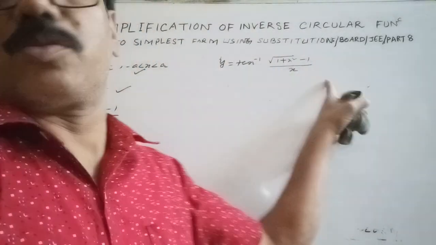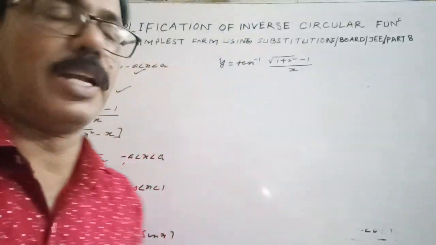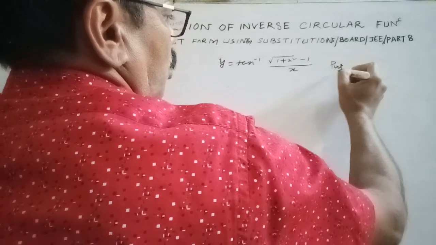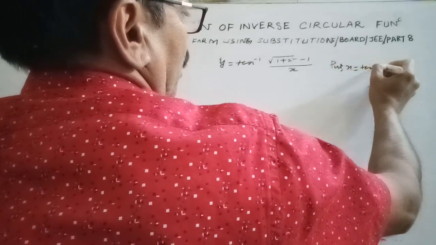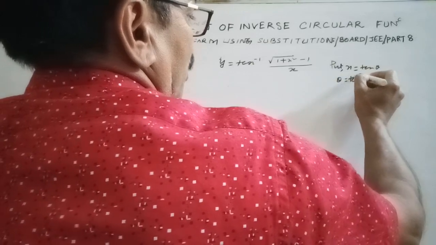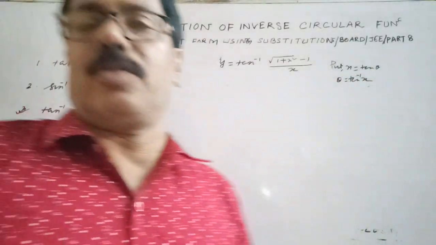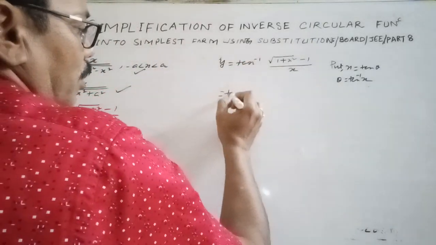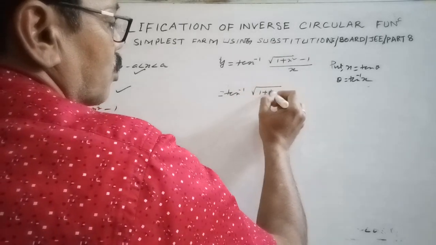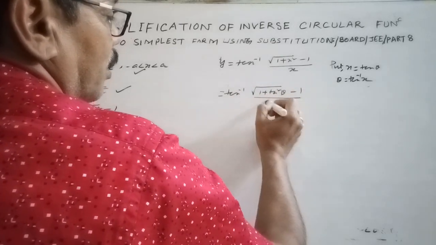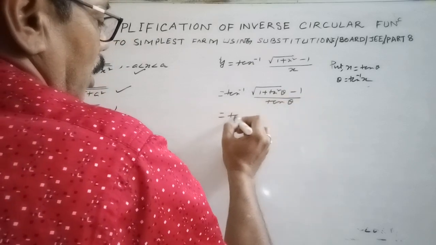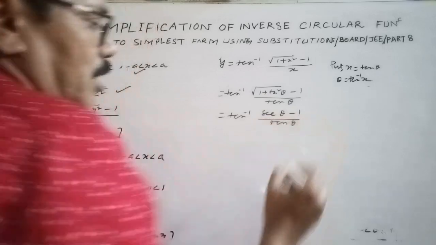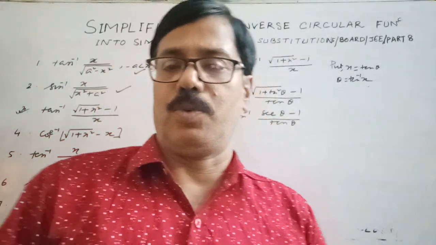So 1 plus x square. So the suitable transformation is x equals tan theta, because a is 1. So put x equals tan theta. So what is theta? Theta equals tan inverse x. Now y equals tan inverse of root 1 plus tan square theta minus 1 by tan theta. So tan inverse sec theta minus 1 by tan theta. So this is our first step, to remove the root.